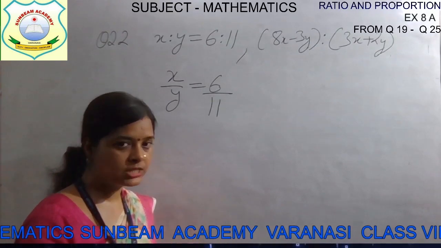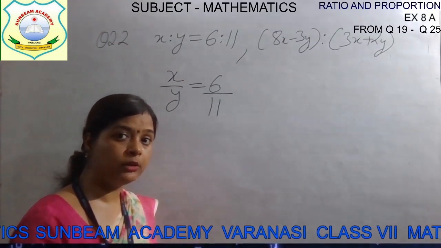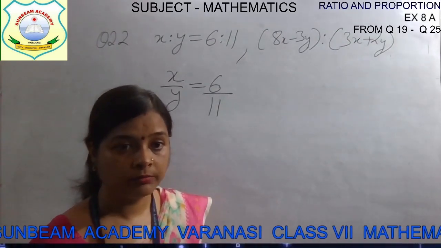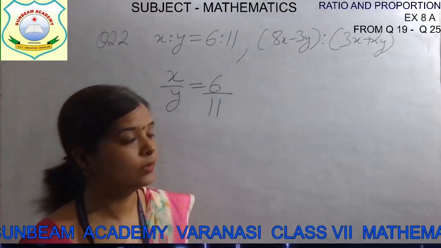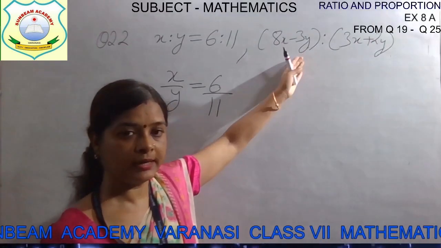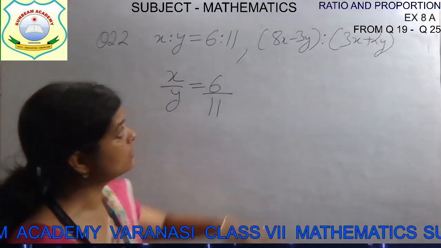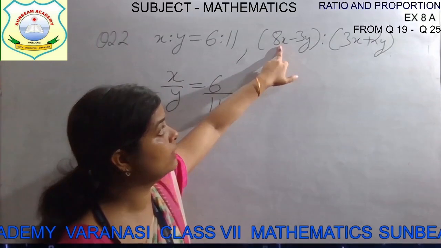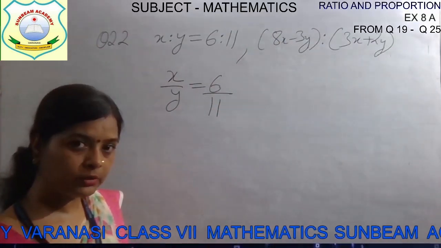Children, in such cases where there are two variables and we have to find the value of both, see the question. If this is equal to this, find 8x minus 3y over 3x plus 2y. You have to find this value. And how will we find its value? When we know what the value of x is and what the value of y is. If you don't know the value of x and the value of y, then we can't find it. So what will we do?